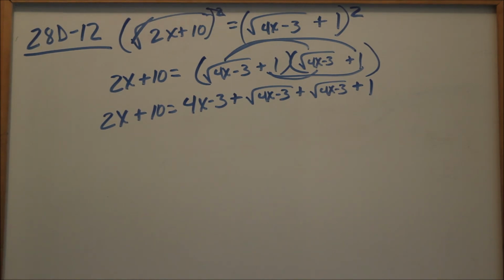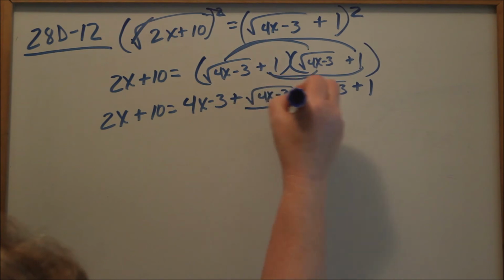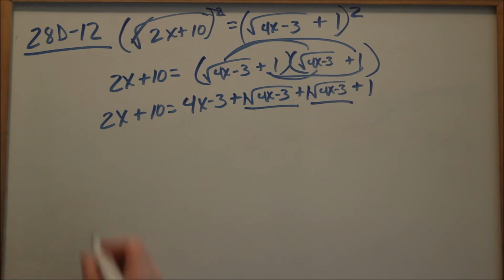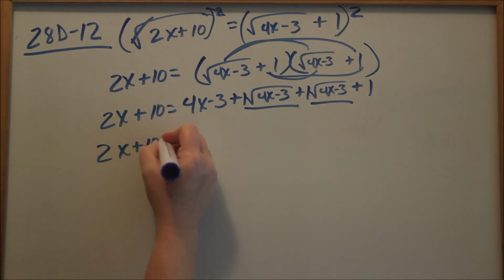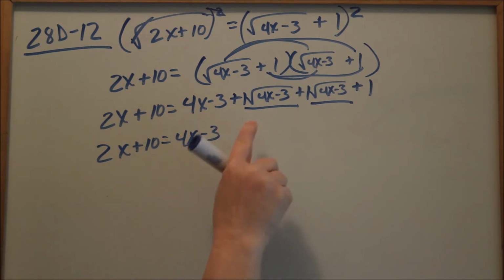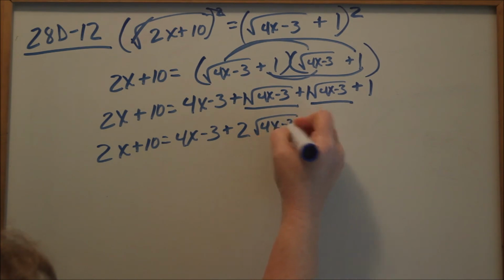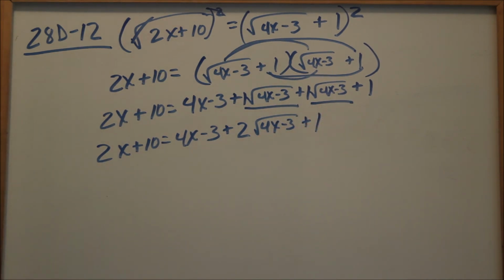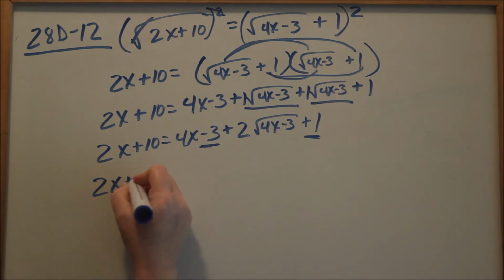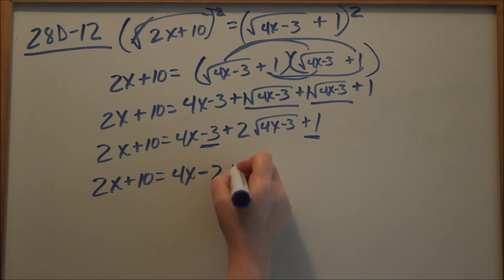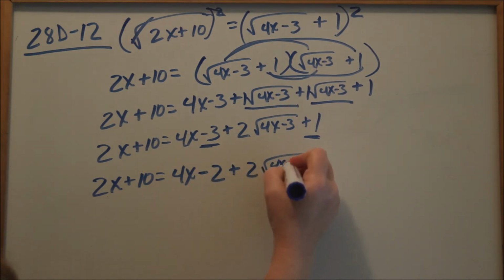Now we combine like terms. These are alike. We can combine like radicals. That's one of these plus one of these. Okay, so you have 2x plus 10, 4x minus 3. One of these plus one of these is 2 of these plus 1. Okay, combine like terms. Negative 3, positive 1. Combine like terms before you start moving everything around. Negative 3 and a positive 1, negative 2. Plus 2 square root of 4x minus 3.